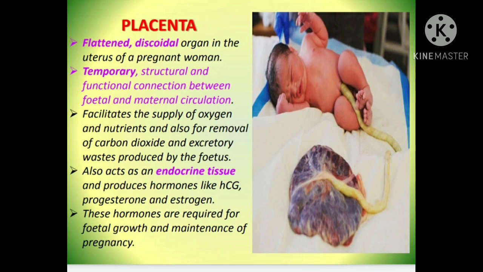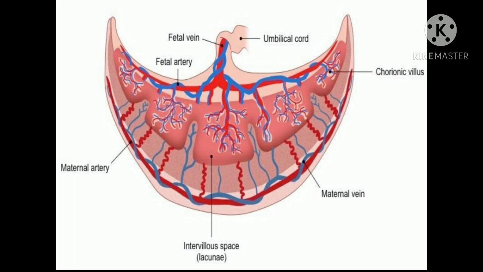Coming to the next point, these hormones are required for fetal growth and maintenance of the pregnancy. Which are they? HCG, human chorionic gonadotropin hormone, progesterone and estrogen. These are the hormones required for the growth of the baby and for the maintenance of the pregnancy. In this slide you can see the structure of the placenta.